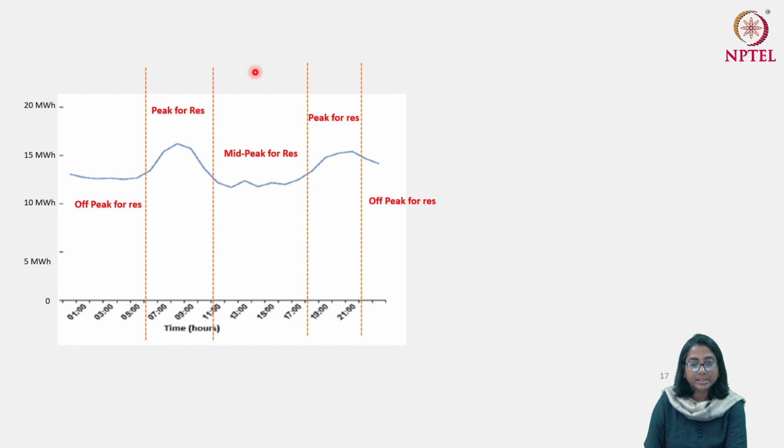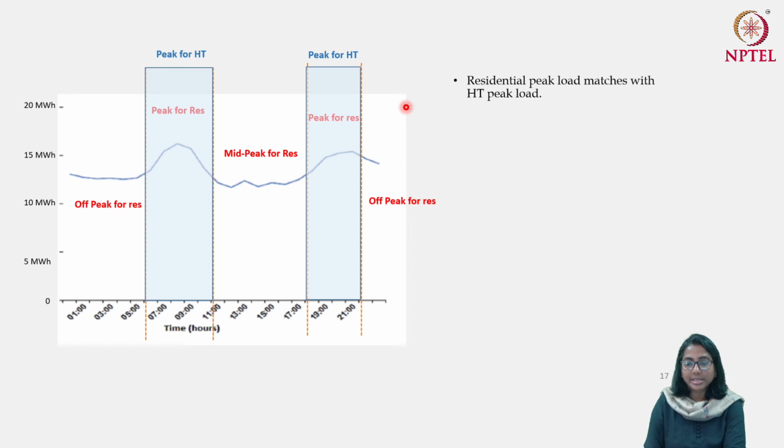Maybe this illustration will make things clearer. We are taking an example where these shaded periods are the peak demand for the high tension users, that is the industry and the commercial sectors. So their peak period actually coincides with the peak period of the residential sector. If that is the case, then this peak period, morning 6 to 11 and evening 6 to 10, is the period where the load coming from the residential sector as well as from the high tension sector are both high. So the load in the peak period at an aggregate level is very, very high.